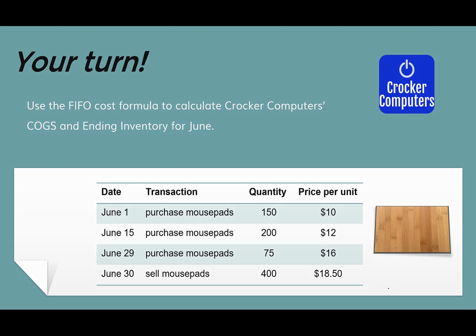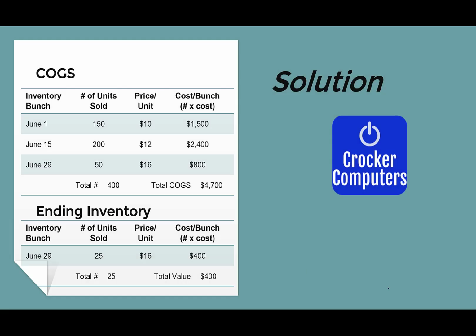Welcome back. I hope that wasn't too complicated a process for you. Let's have a look at the solution. To calculate COGS, we have to get to 400 units. So we start with that June 1st bunch. We need to use all of them to get to 400. We need to use all of the second purchase to get to 400. And then we only need 50 of the 75 that were bought on June 29th. And that gives us our total COGS of 4,700.